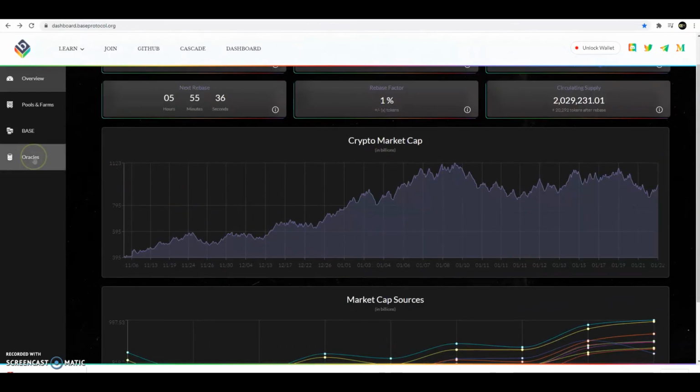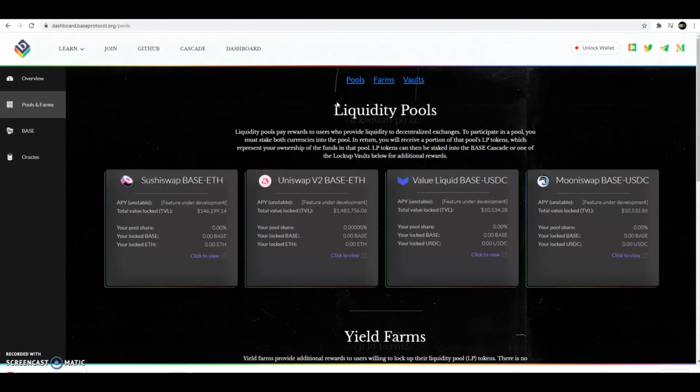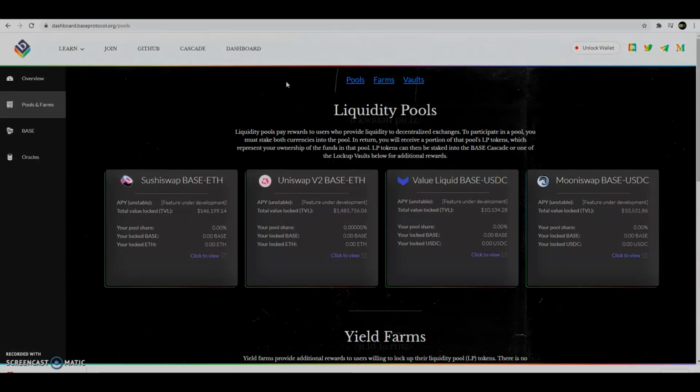So let's go and look at the pools and the farms, guys. This is where you can provide liquidity by going onto Uniswap and making your LP tokens. I'm sure a lot of you will know. If you don't know, there are lots of tutorials on YouTube.